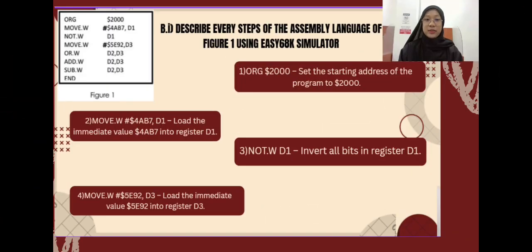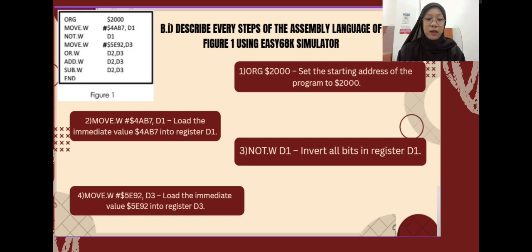So now I'm going to describe every step of the assembly language of figure 1 using the Easy68K simulator. The first one, ORG $2000, sets the starting address of the program to $2000. Second, MOVE.W #$4AB7,D1 loads the immediate value $4AB7 into register D1. Third, NOT.W D1 inverts all bits in register D1.